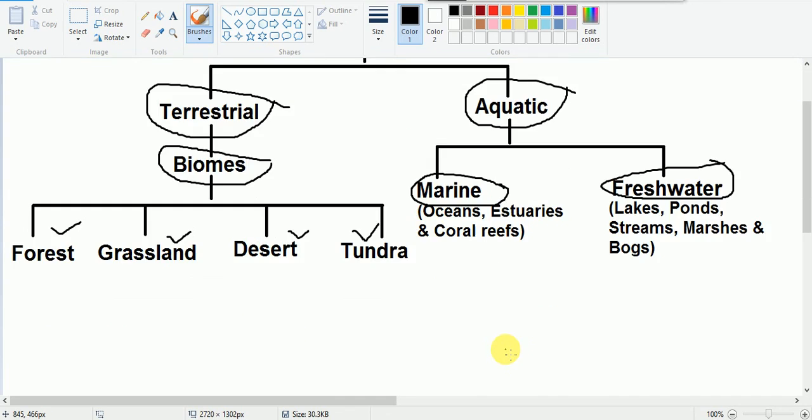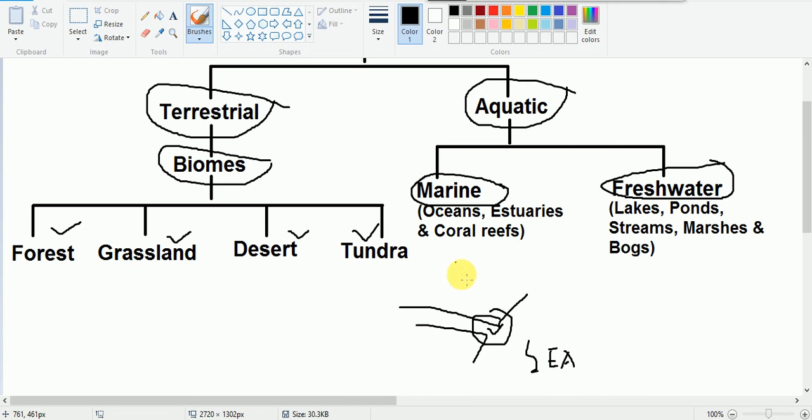In the marine ecosystem, we have examples of oceans, estuaries, and coral reefs. Estuary, as I have told you: this is a river, and here this is the sea, and the mouth of the river is known as an estuary. Sea water is saline, and the place where the fresh water of the river meets the saline water is known as an estuary.